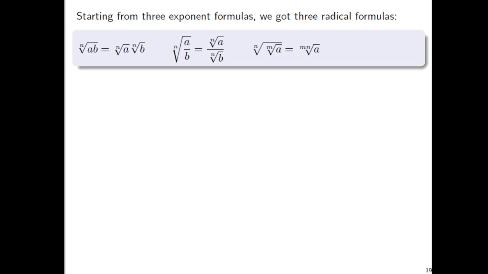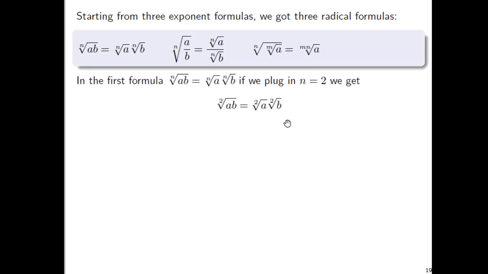So let's just summarize and see where we got. What did we do? We started from 3 exponent formulas, which we already knew were true from a previous time, and we got these 3 new radical formulas. In the first formula, right here, now we have this new formula we trust, but if we plug in n equals 2, so there are 3 places where there's n, once on the left and twice on the right.